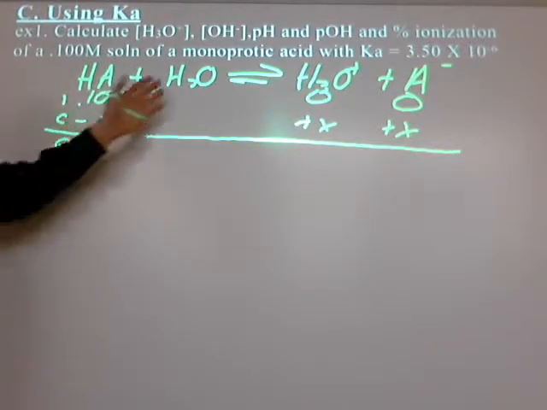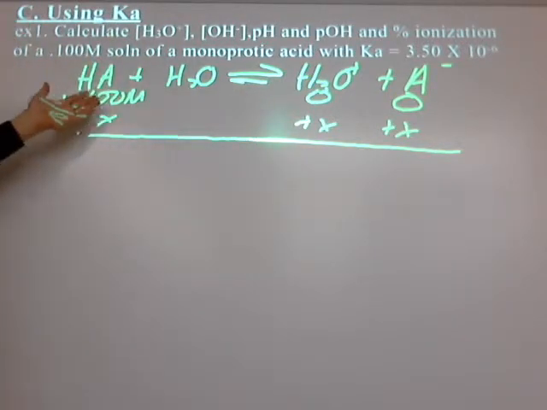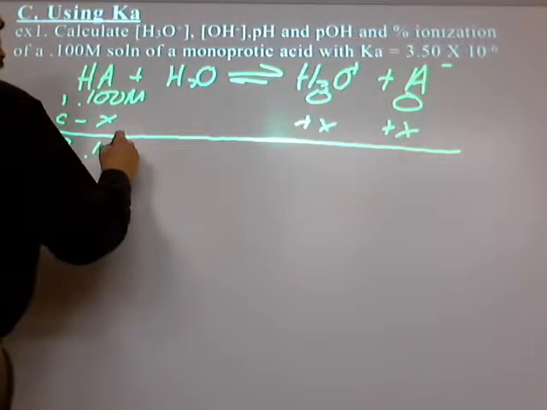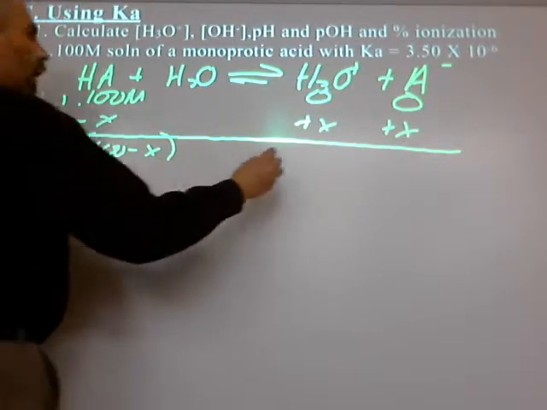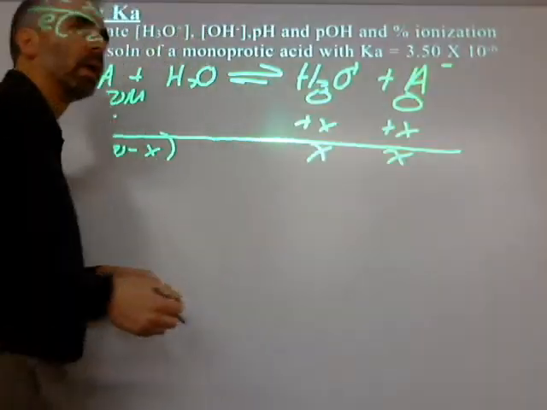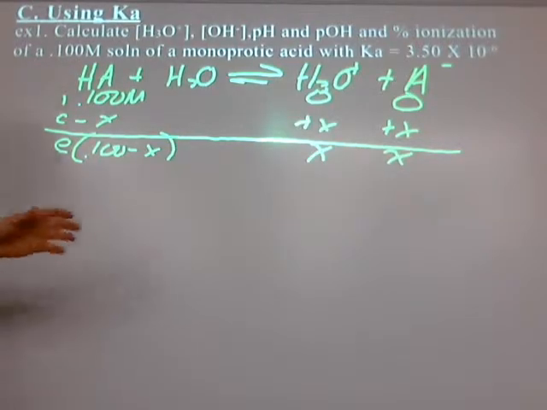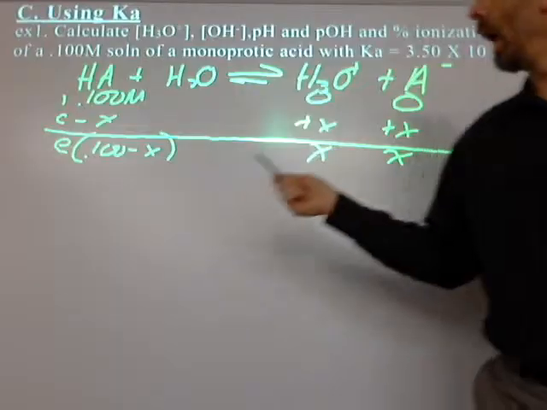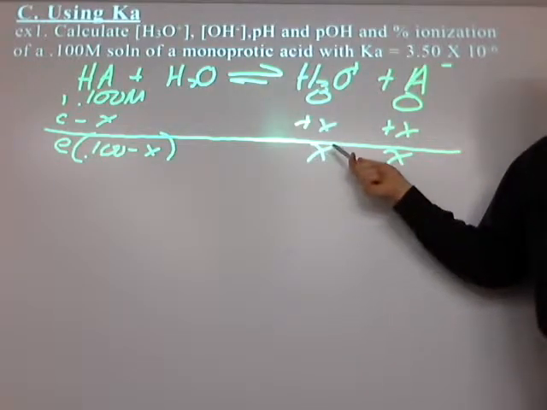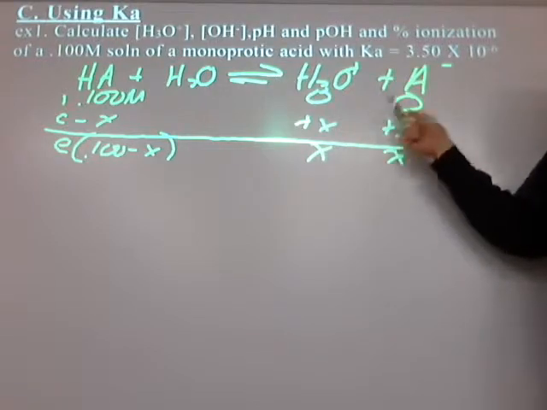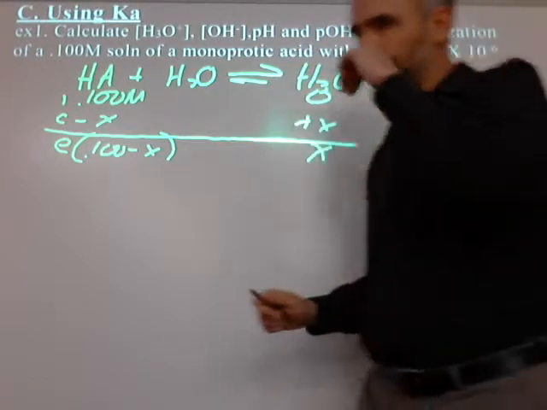Because it's only got one direction to go: I've got reactants and no products. 0.100 minus X, X, and X. None of this is surprising. The difference from the previous two examples is that I don't know what X is. I have no way of figuring it out and then solving for Ka. I'm given Ka. So, what do we do?